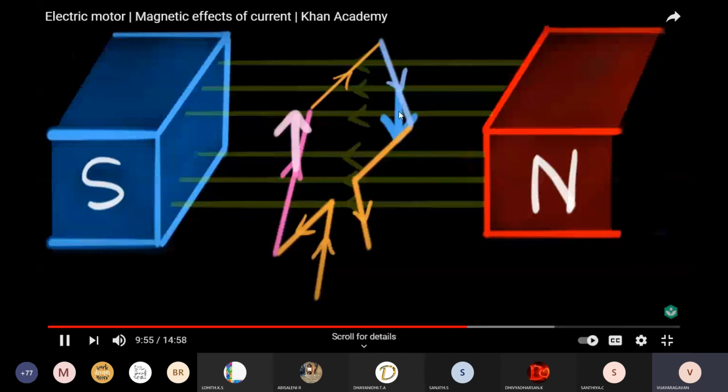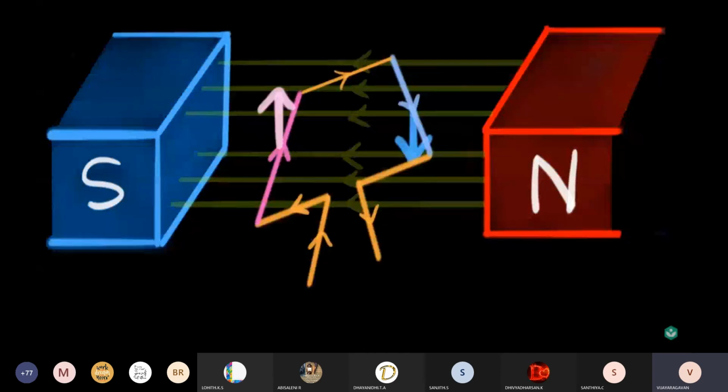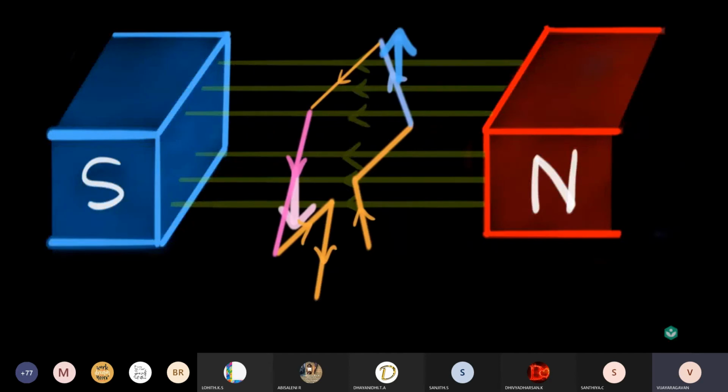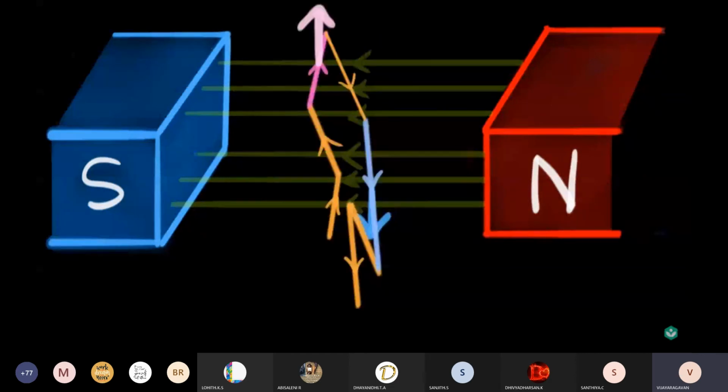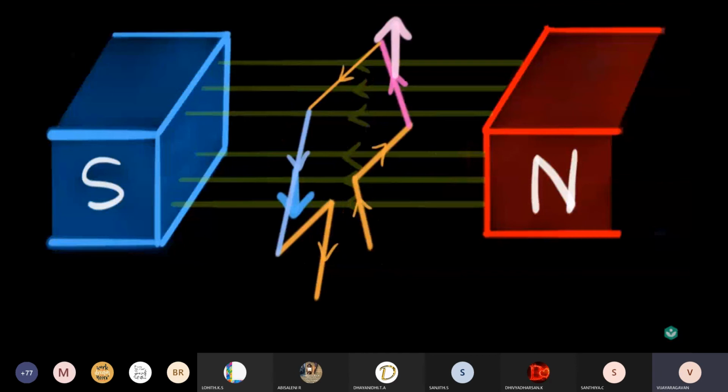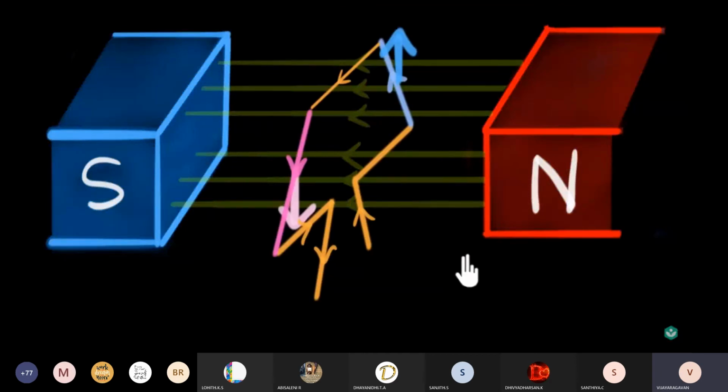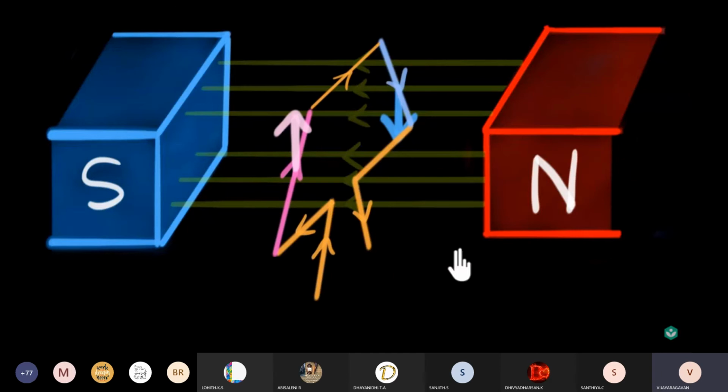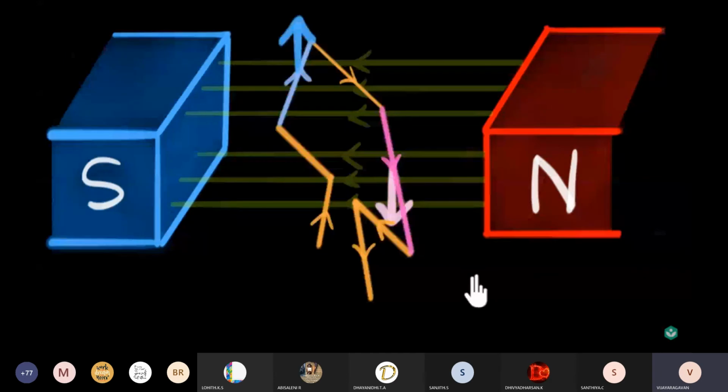And so by changing the direction of the current every half a rotation, the direction of the forces will change and our coil will continuously keep spinning. Finally, we have converted electricity into rotation. Now, of course, in this animation, I'm pausing every time the current is changing so that we can see the forces flipping. But of course, in reality, the thing will keep on spinning continuously.